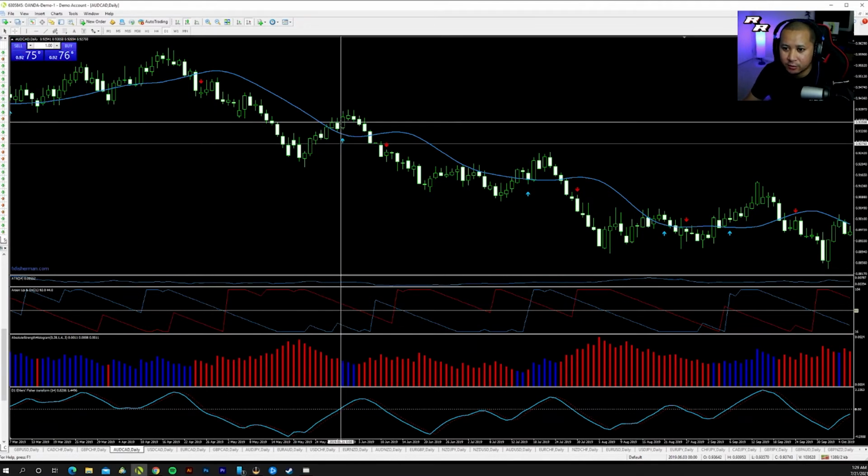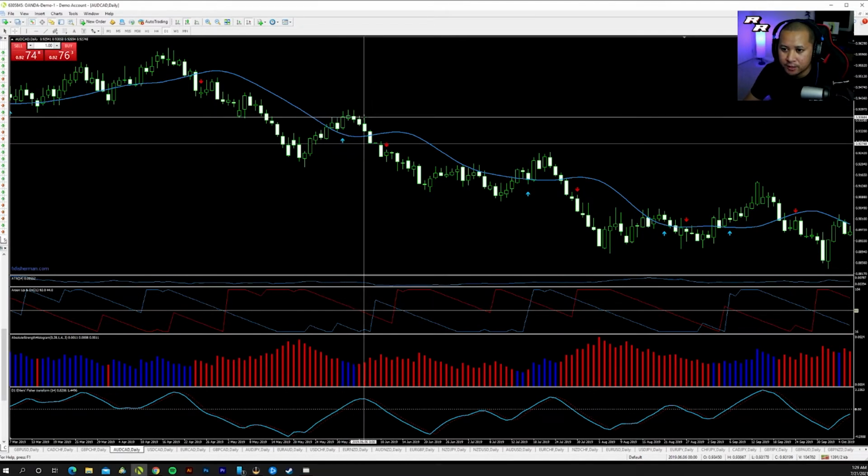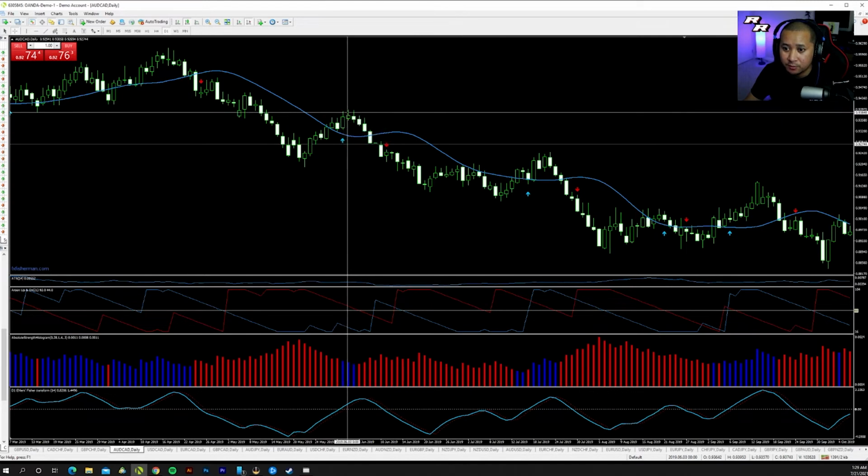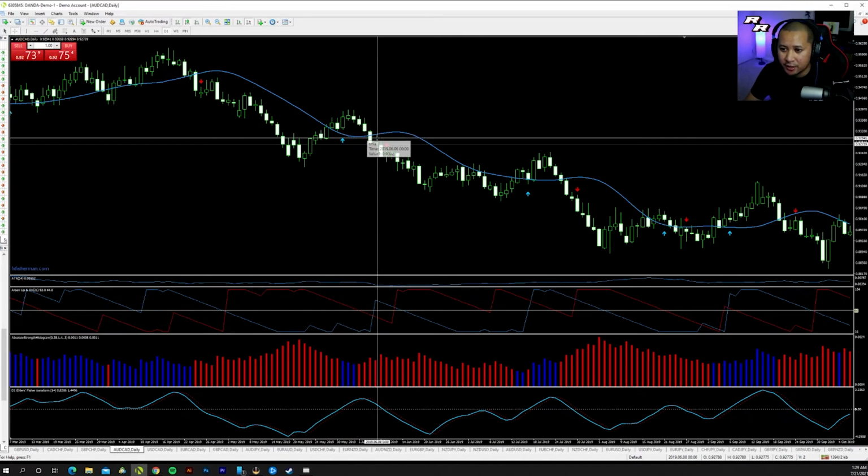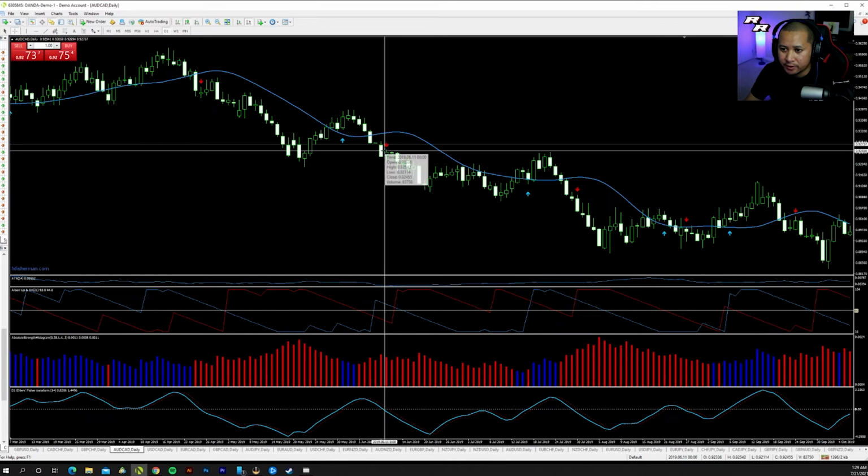We get a buy signal here, but the rune disagrees, so we're not getting into it, which is a good thing because that would have been a loss. And then the rune switches here. We're looking for shorts right here.